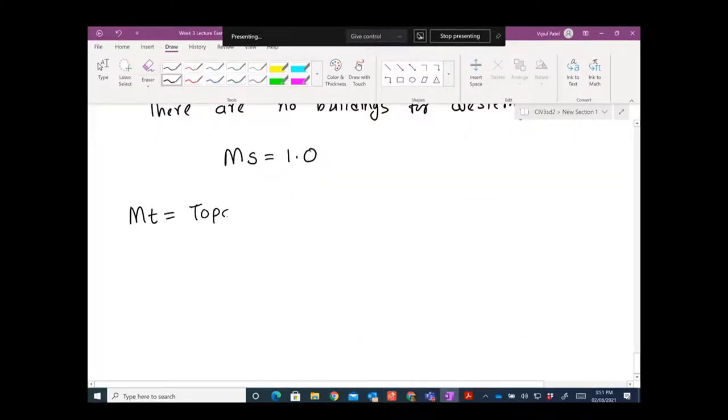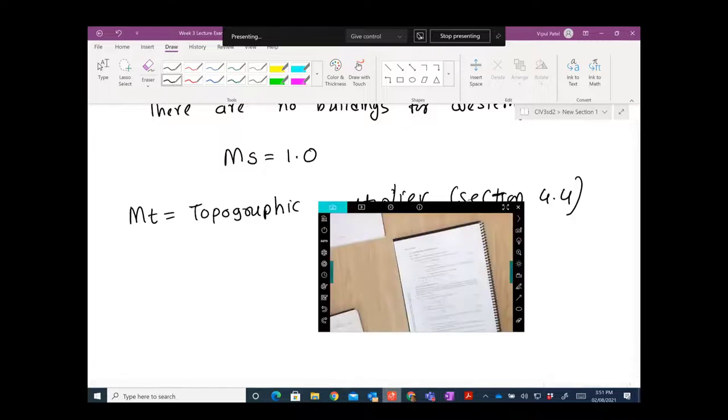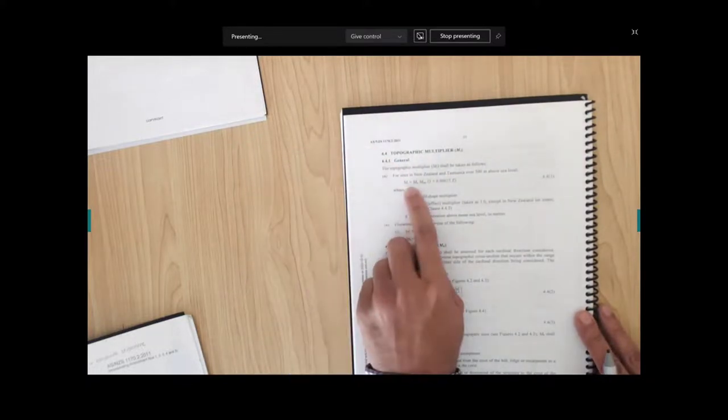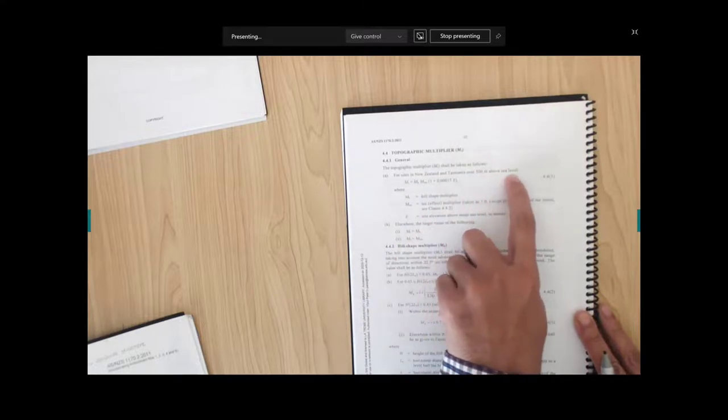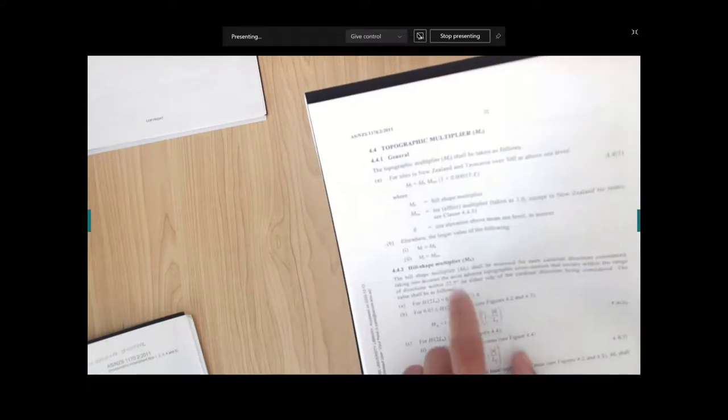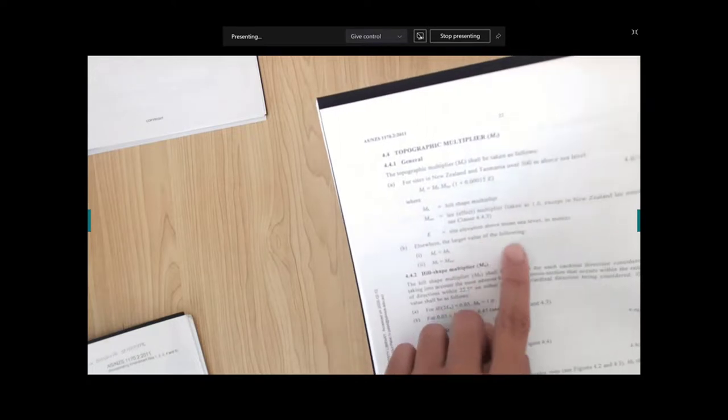So the topographic multiplier is given in section number 4.4. Now we have this information given here: for the topographic multiplier, you have general information that MT for New Zealand and Tasmania over 500 meters above sea level, you need to calculate this MT. But our site is not in New Zealand or in Tasmania, so we don't need to worry about it. Elsewhere, we go to B, a larger value of MT.